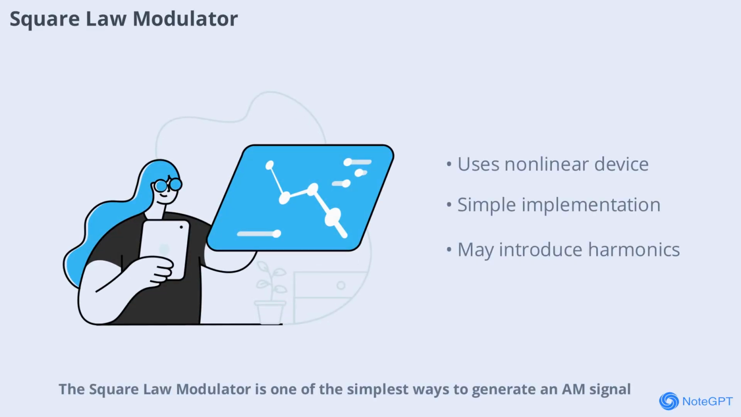Square law modulator is one of the simplest ways to generate an AM signal. It uses a nonlinear device such as a diode to combine the carrier and message signals. The output contains both the original signals and their sum and difference frequencies, which form the AM signal. While easy to implement, this method can introduce unwanted harmonics and is generally used in low-power applications.